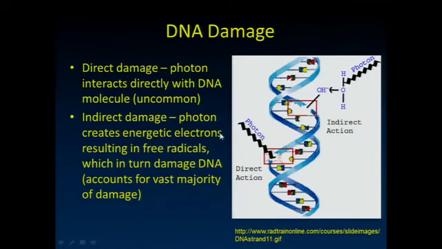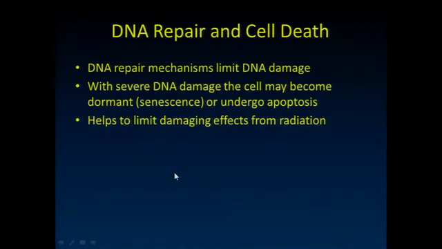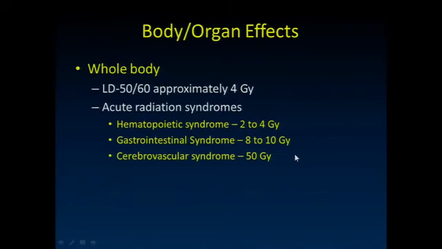I think we mentioned the fact that X-rays can interact directly with DNA, but that's uncommon, and that most of the damage is mediated through this free radical production. There are a lot of DNA repair mechanisms that can limit that damage, and then with that severe damage, the cells might become senescent or undergo apoptosis, and that helps limit those effects. I want to talk a little bit about some of the body organ effects.